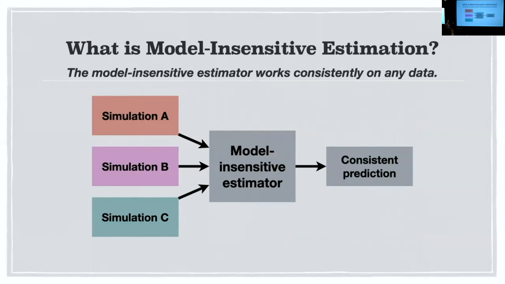The models I'm talking about here could be like TNG and Simba, and Astrid, as Shivam mentioned, in terms of the CAMELS project. So what I'd like to have is a model-insensitive estimator that can give us consistent predictions out of different types of simulations.